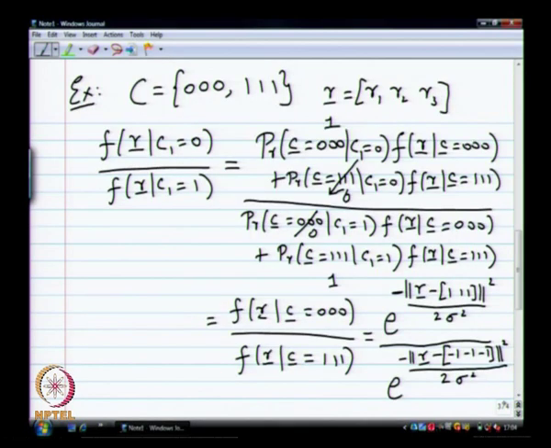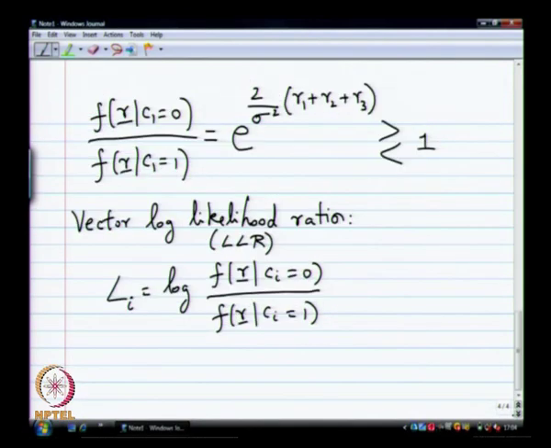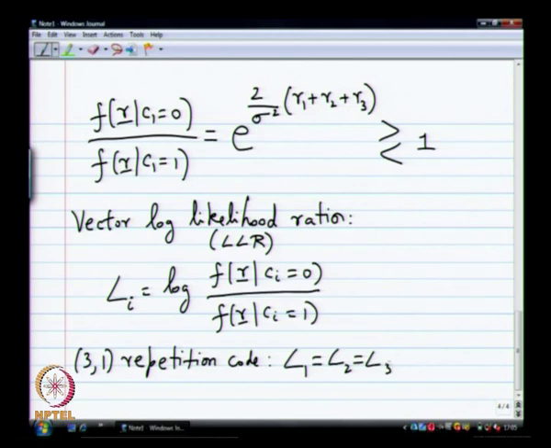In fact, for the repetition code, if I change the C1 to C2, what will happen? It won't make any difference, because all the 3 bits are the same, you will get the exact same answer. So, for the repetition code, all the 3 vector likelihoods are exactly the same. For the 3-1 repetition code, capital L1 equals capital L2 equals capital L3 equals 2 by sigma squared times R1 plus R2 plus R3.